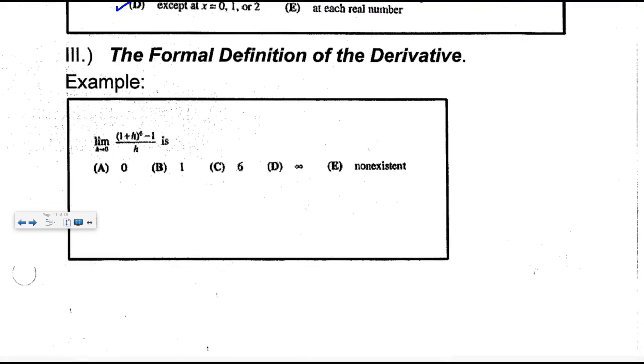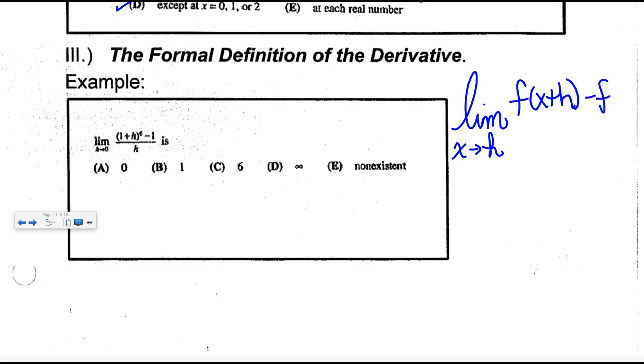Next up, the formal definition of the derivative as a limit. That's actually worth rewriting. The formal definition says the limit as h approaches 0 from both directions of f of x plus h minus f of x over h is equal to the derivative of the function. It's the formal definition of the derivative.